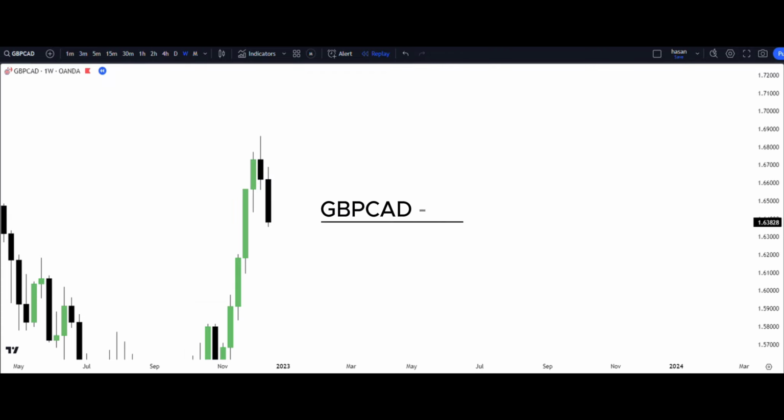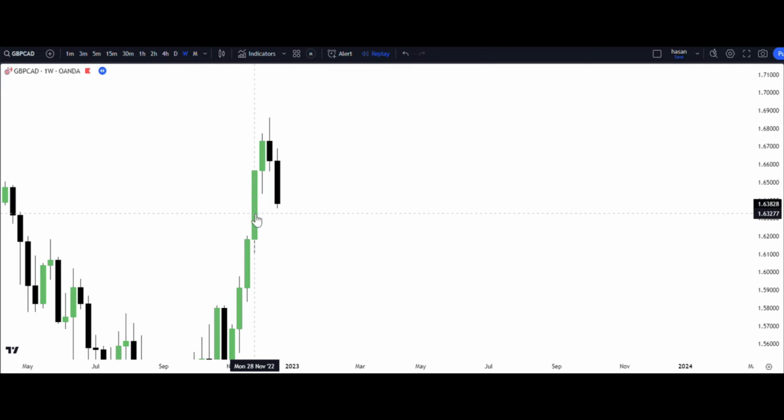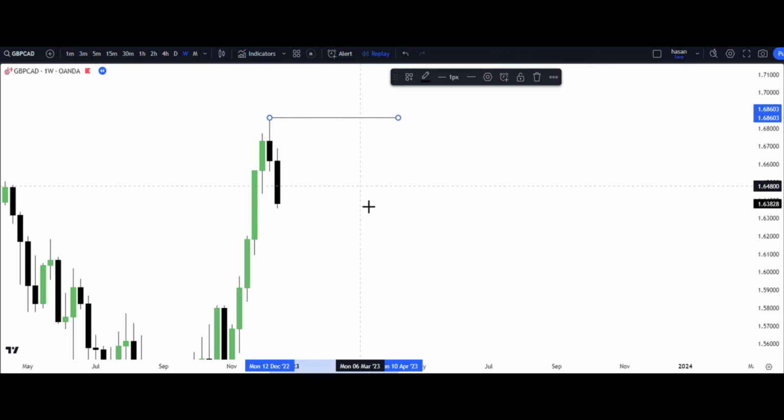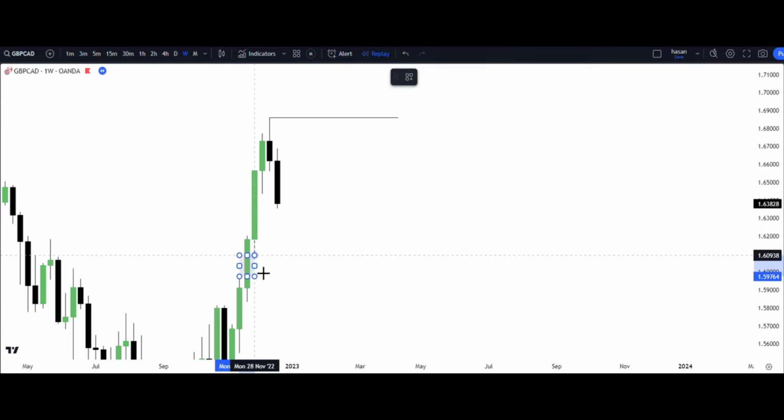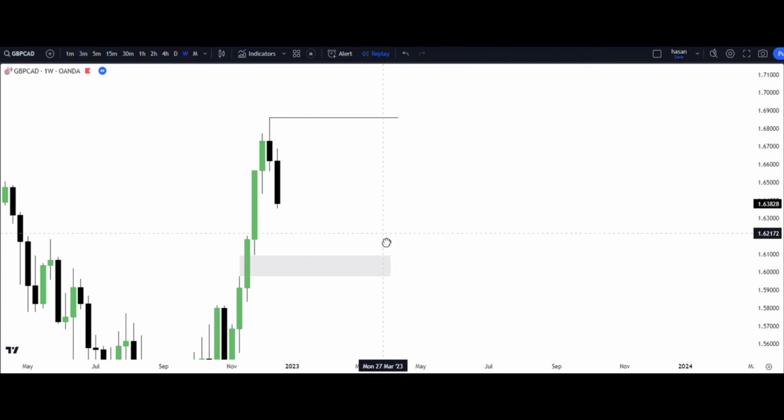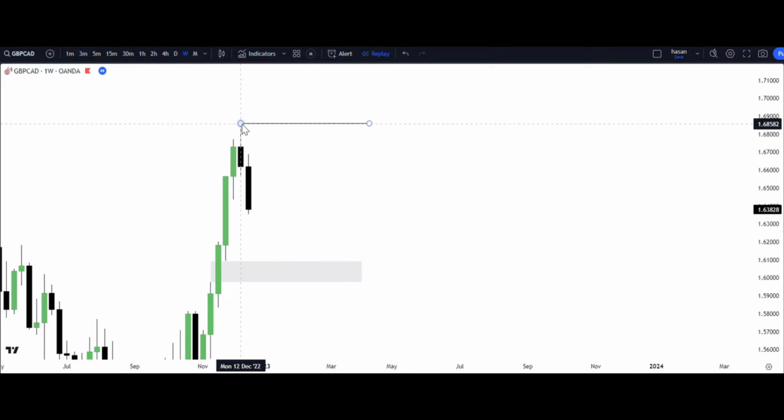Let's take our first example. This is GBP CAD weekly chart. We have formed internal range here and we have formed a high, the external range here. Let's mark them out. External range, and we have formed the fair value gap, the internal range right here. We expect price to return from here towards the internal range and then internal to external.